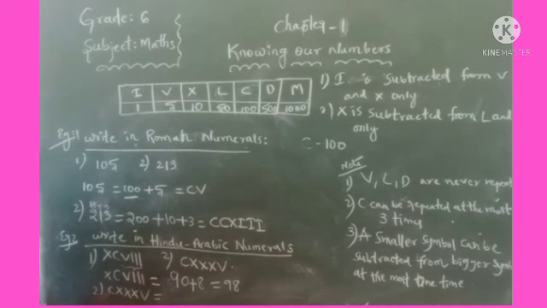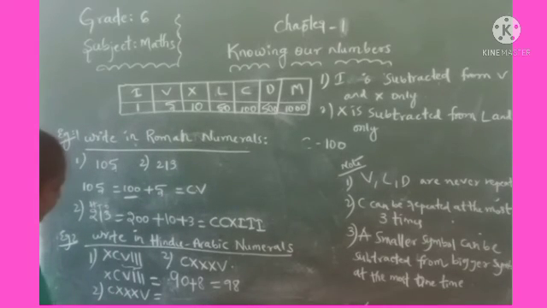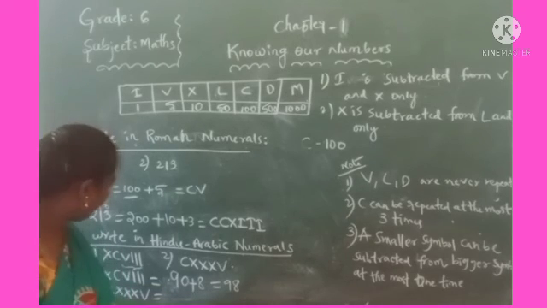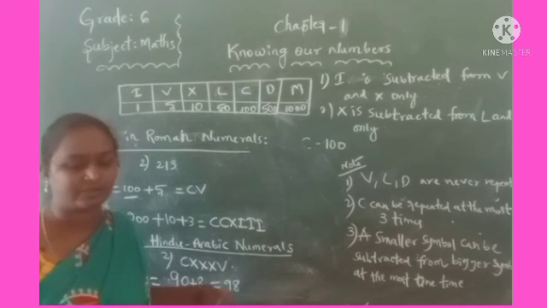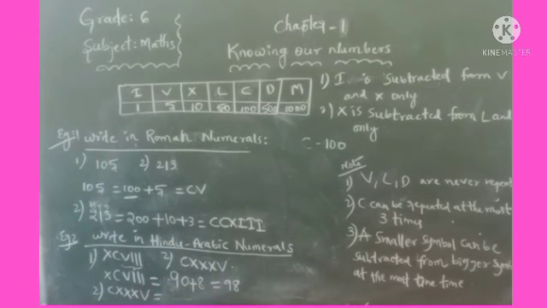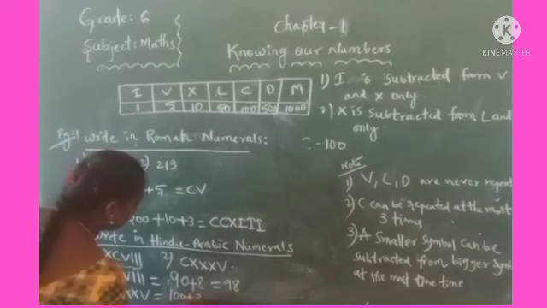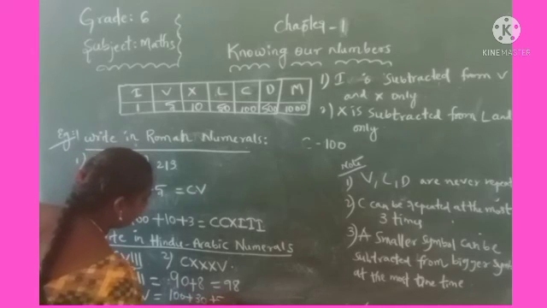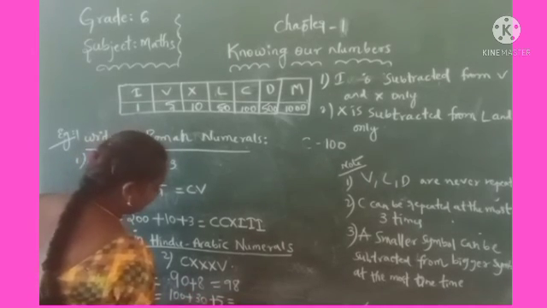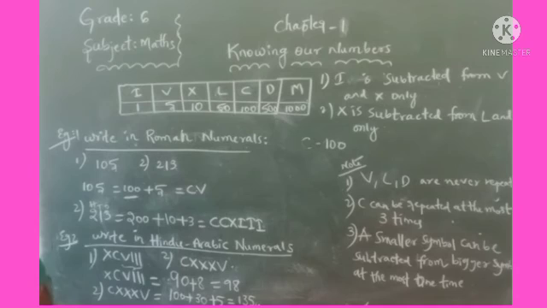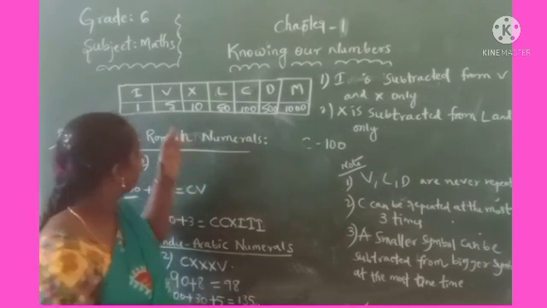Okay, and come to the second one, CXXXV. So C value is 100. After that, XXX, smaller value came. That means we have to add. Whenever a smaller symbol comes before a bigger symbol, we have to subtract. A bigger symbol before a smaller symbol means we have to add that one. C came. What is the value for C? That is 100. And 3 X's came. So 3 X's means 30, plus V value is 5. 100 plus 30, 130, plus 5 is equal to 135. What is that? 135.